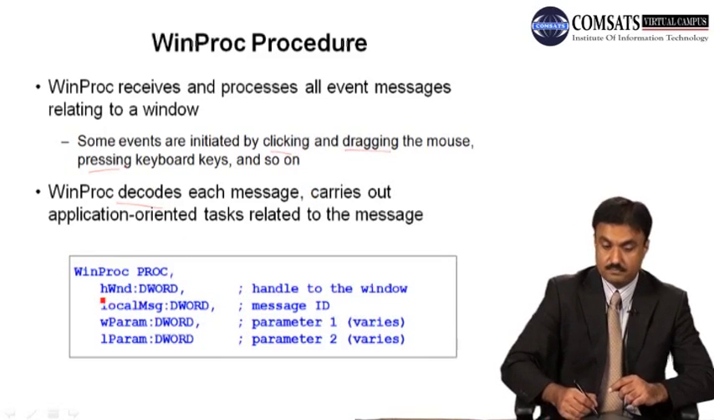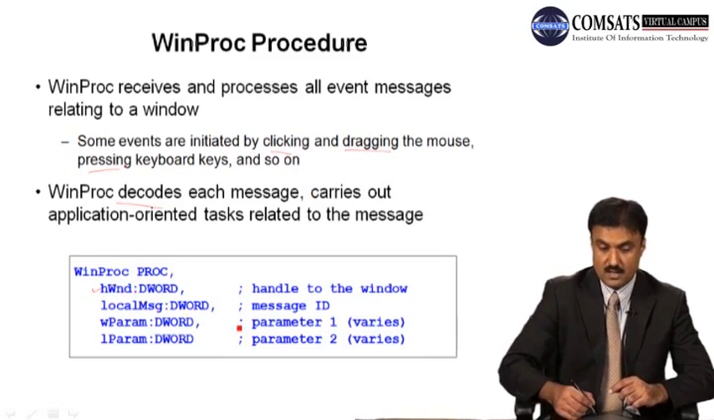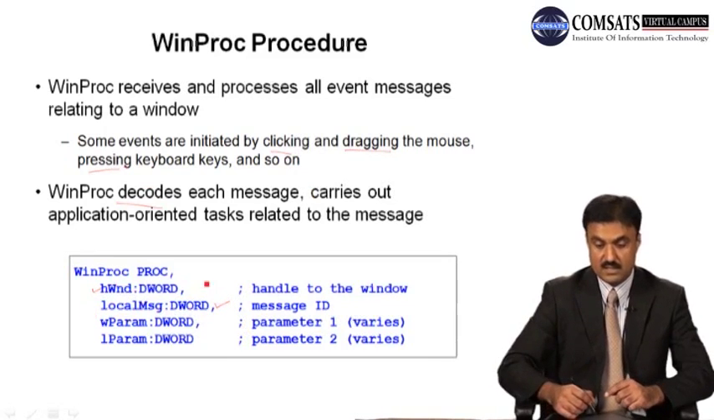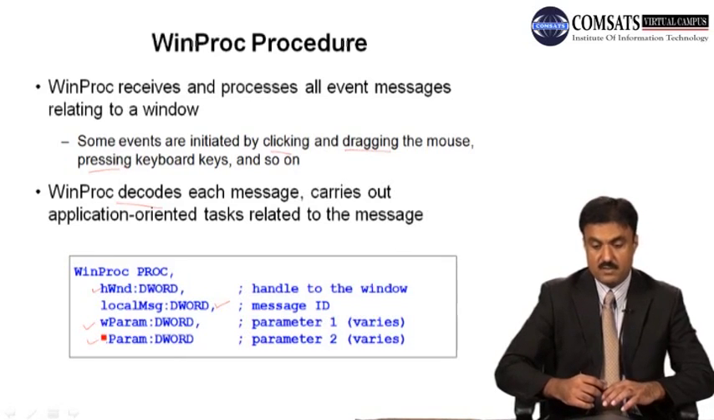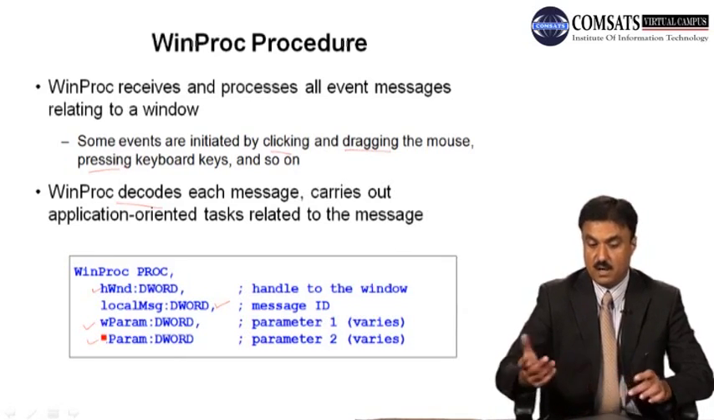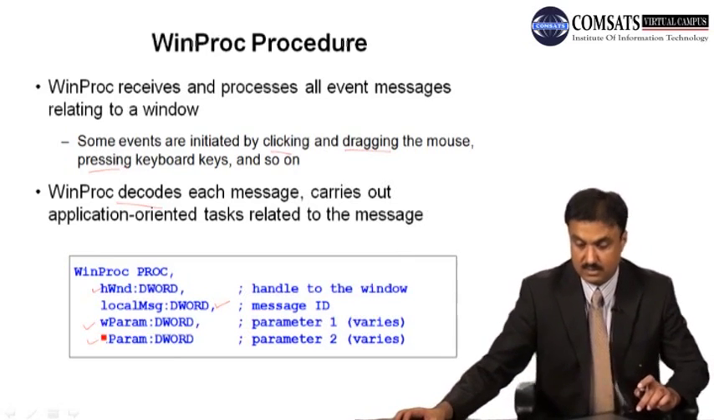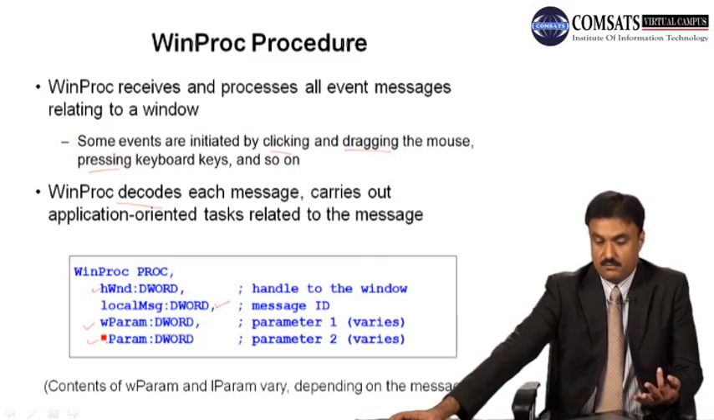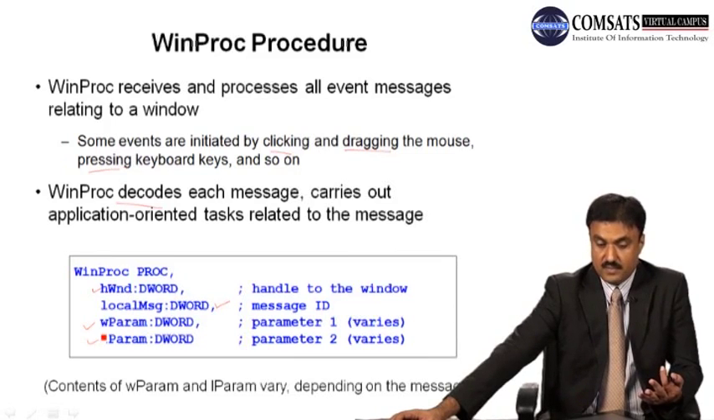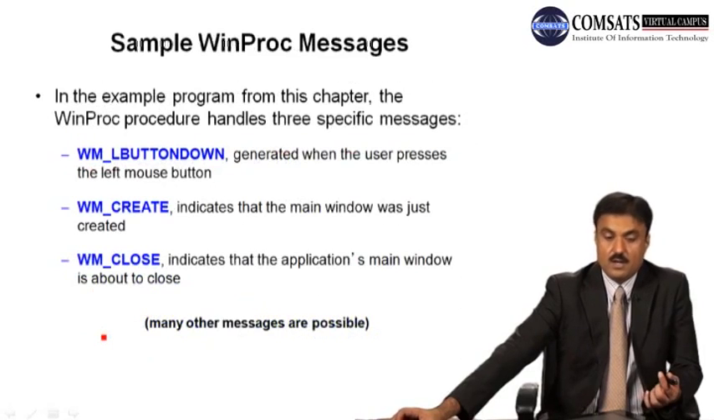Now here you can see we have the handle to the window and the local. So this is the message ID. There are different message IDs, and these are the parameters. So there are parameter 1, parameter 2, and it varies how many parameters there are. The contents of the W parameter and L parameter vary depending on the messages.